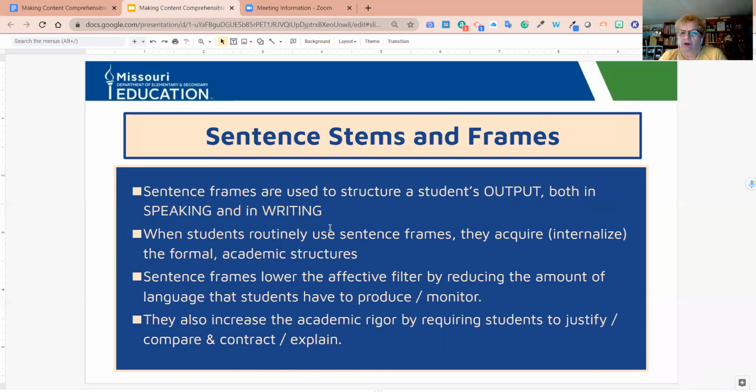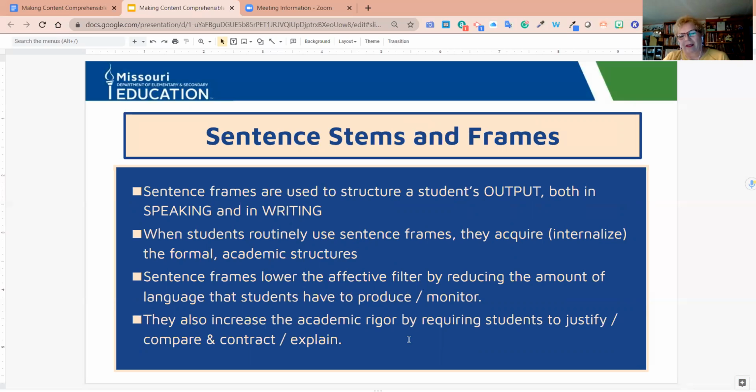Sentence frames are used to structure the student's output, and they can use sentence frames for both speaking and writing. So a lot of times we'd give them the frame that they could refer to when they're going to give a speech or something, so they have that support to help them in their speaking or their writing. And the thing with using the sentence frames and stems is it helps them to internalize, where they get more comfortable with it. And then it becomes automatic and they don't need them anymore. We can take them away.